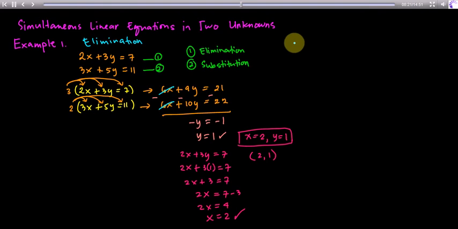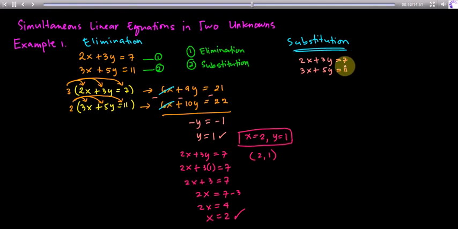Now let's try to have substitution. So how does it work? Okay, by substitution, let's have this 2x plus 3y equals 7. The other one, 3x plus 5y equals 11.